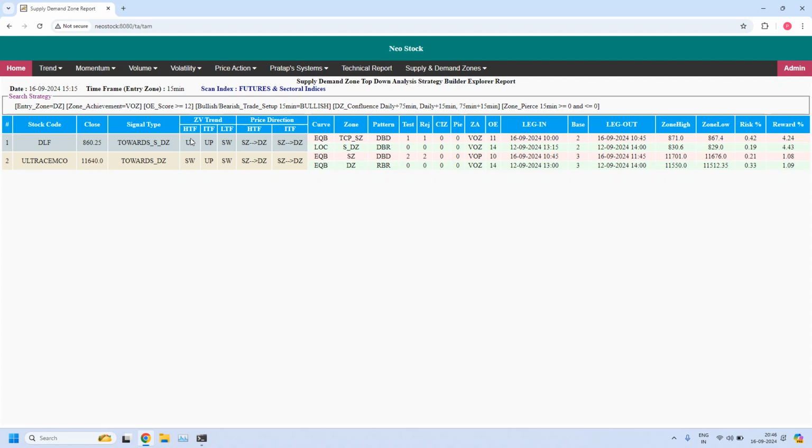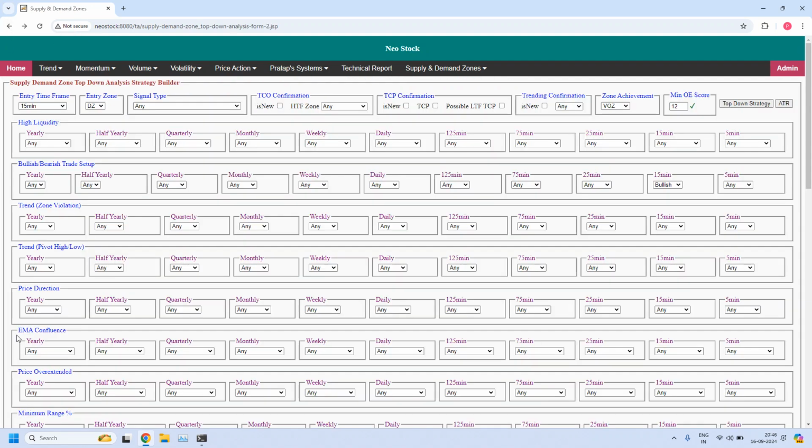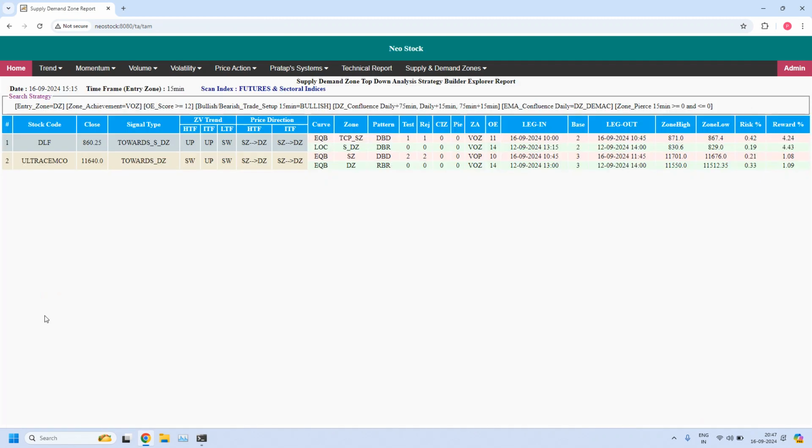If DLF is having daily EMA confluence, it is a high probability trade setup because 15 minutes and 75 minutes together is part of the daily zone. So it is having daily EMA confluence. It is a high probability. Ultratech cement is sideways, so it doesn't make any advantage even if it filters. So in the EMA confluence, in the daily time frame, daily demand zone with daily EMA confluence. So both stocks are having EMA, but Ultratech cement doesn't get any advantage.